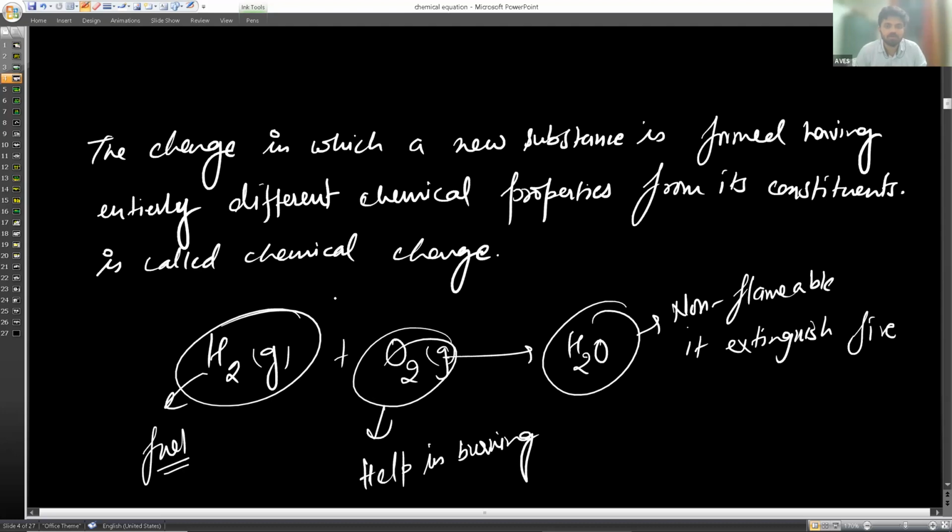It should not. But here you see that water has its own properties. Water is not resembling the properties of oxygen and hydrogen. It is not showing the properties of its constituents. The change in which a new substance is formed having entirely different chemical properties from its constituents is considered to be a chemical change. Okay, understood?